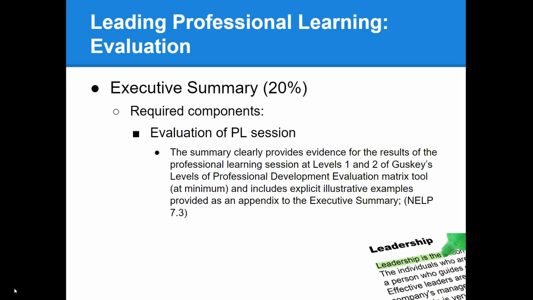But getting back to the evaluation of the PL session, you're looking at levels 1 and 2 of Guskey's evaluation matrix, and then you're providing specific examples in your appendix. Again, these can be slide presentations, photographs, student work or teacher work, participant work, anything relevant to your professional learning sessions, especially if you gave a survey or a questionnaire at the end. All of those things would be relevant for the evaluation and would go into your appendix.